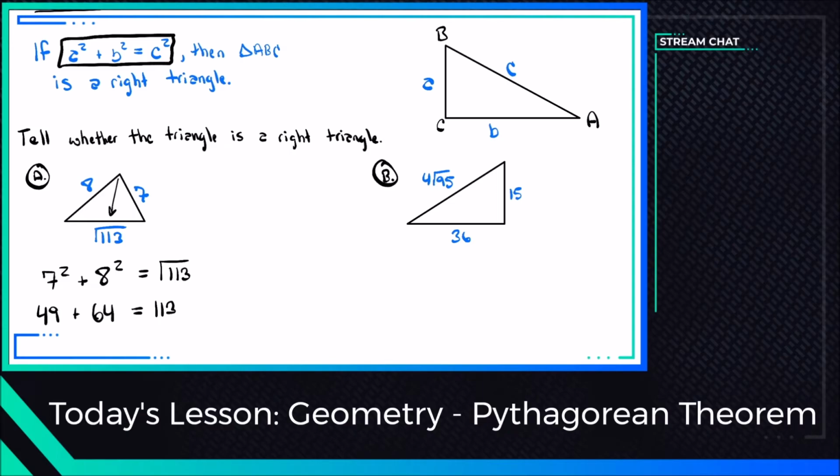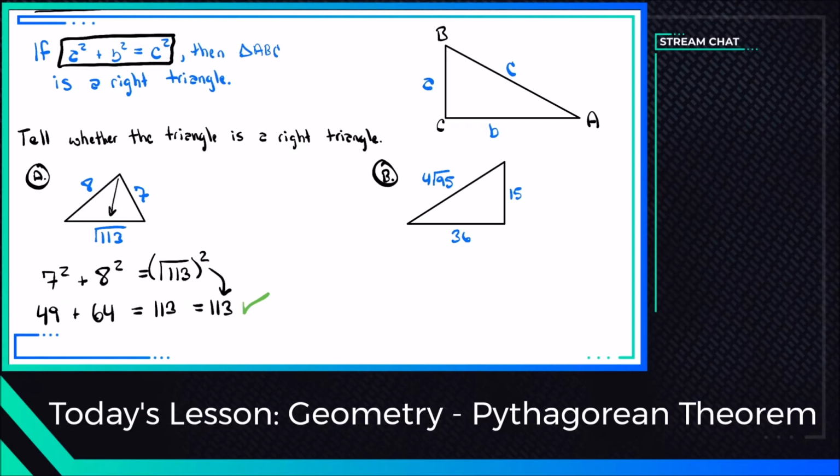Oops, I made a mistake. Remember, we have to square our c as well. And the square root of 113 squared is also equal to 113. So this is satisfied, right? 7 squared plus 8 squared is equal to 113, and the square root of 113 squared is equal to 113. So this first triangle A, yes, that is a right triangle.